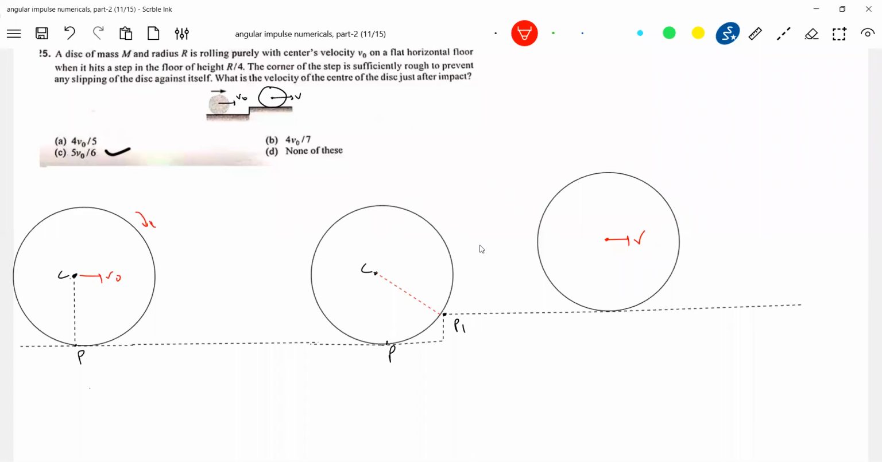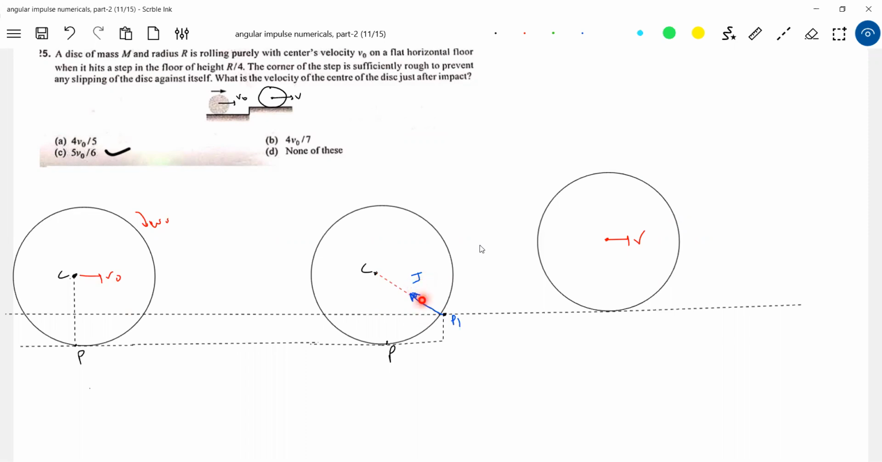V naught, omega naught. So the moment it comes and strikes here, there will be an impulse. So that impulse, how will it act? It will act in this direction. This impulse, what will it do now? A component of impulse, resolve this. If you resolve this impulse, the component of impulse will decrease the linear velocity.